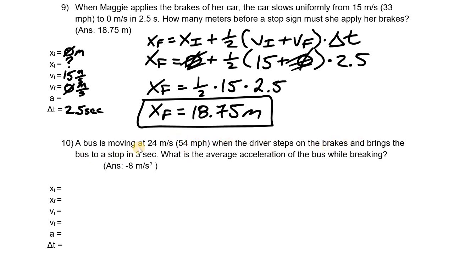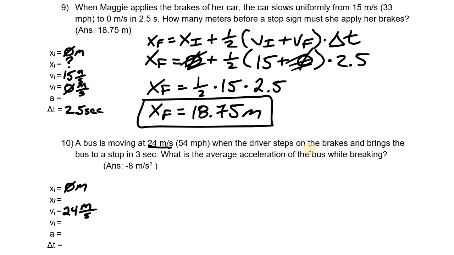It's going a certain speed. The bus driver is slamming on the brakes and brings the bus to a stop. That's the situation, right? So let's think about this. What is the initial position? Nothing's specifically given to us, so we're just going to say it's 0. What does this 24 meters per second represent? What is that telling us? Hopefully you're saying to yourself that this is our initial velocity, the 24 meters per second.